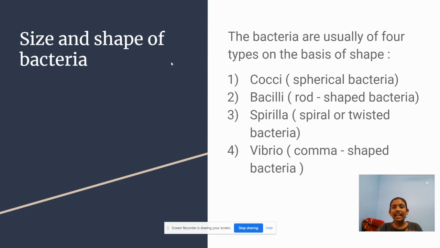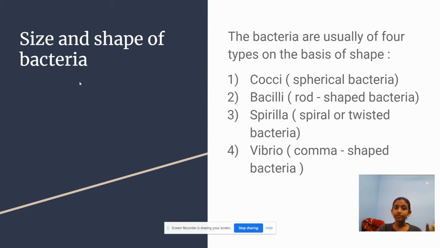Okay. Second is bacilli. I will give you a very common example: Lactobacillus, which converts milk into curd. So bacilli is actually a rod shape bacteria. It is like a rod, an iron rod. Okay, so it's a standing rectangle we can say.